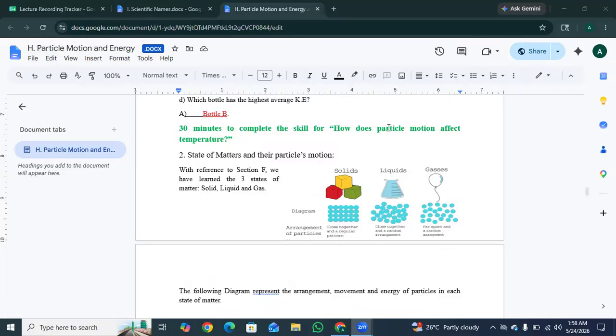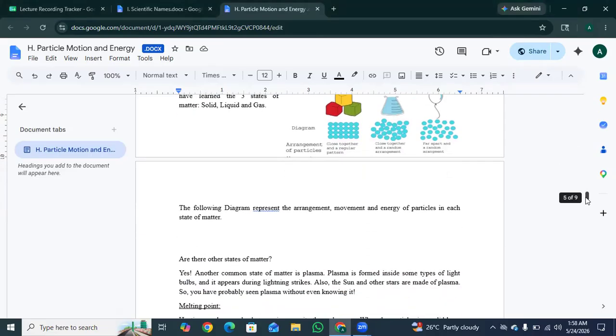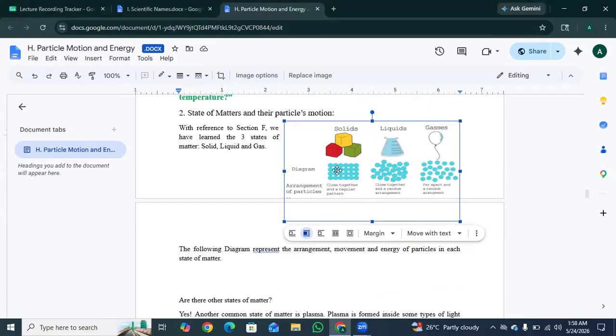So how does particle motion affect temperature? States of matter and their particle motion. As we have discussed, we have three states of matter: solid, liquid, and gas. With reference to section F, the following diagram represents the arrangement, movement, and energy of particles in each state of matter. You can see that the solid particles are closely together, whereas liquid particles are not so close and the gas particles are free to move.